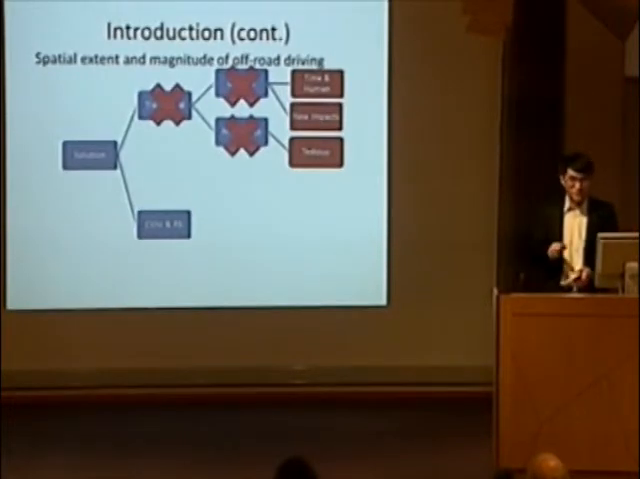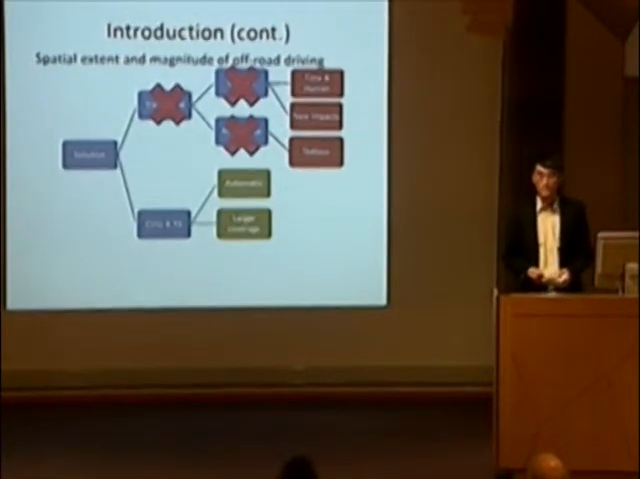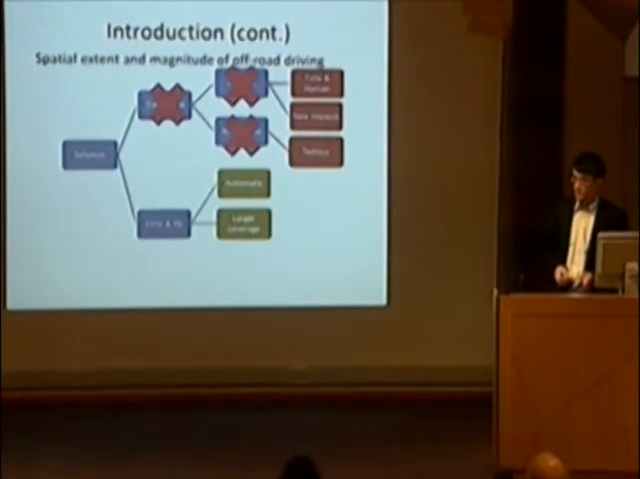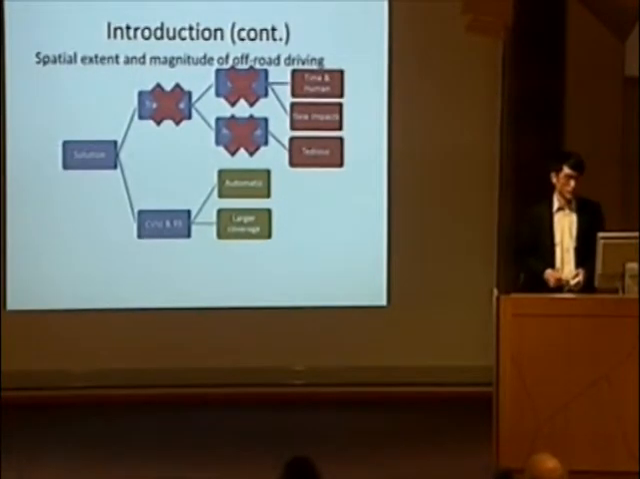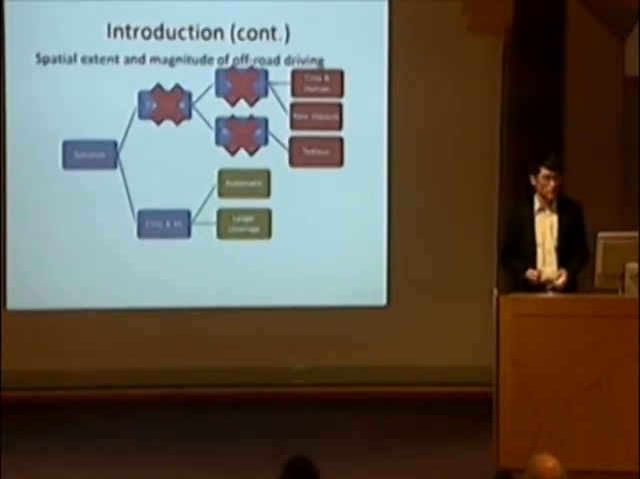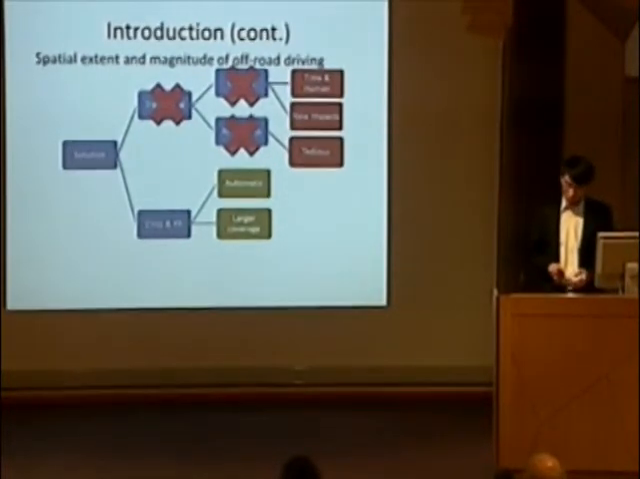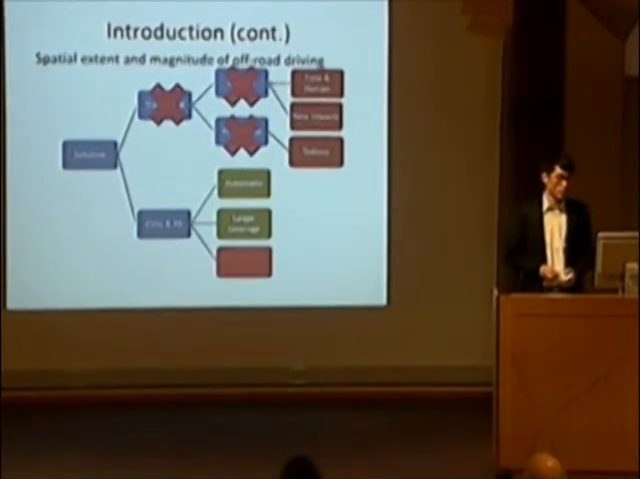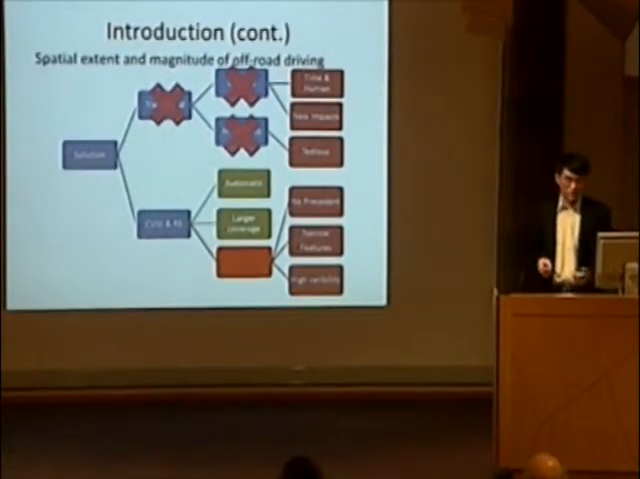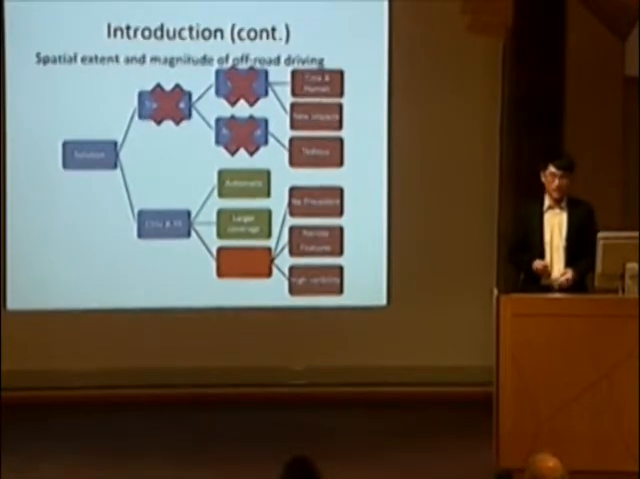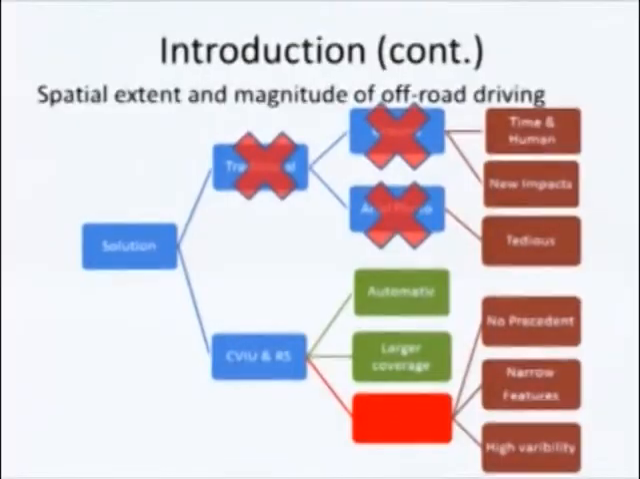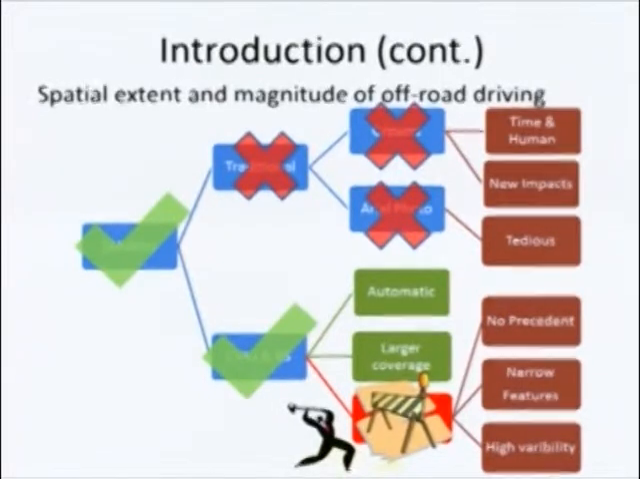Thanks to the development of computer vision and image understanding combined with remote sensing satellite imagery, it is possible to automatically extract those trails. And since the image covers a very large area, the efficiency of extracting the trails will also be improved. But the problem is that there are no precedent studies, and the features that appear in the image are very narrow and have very high variability, so this seems to be a barrier. My research was to conquer the barrier.